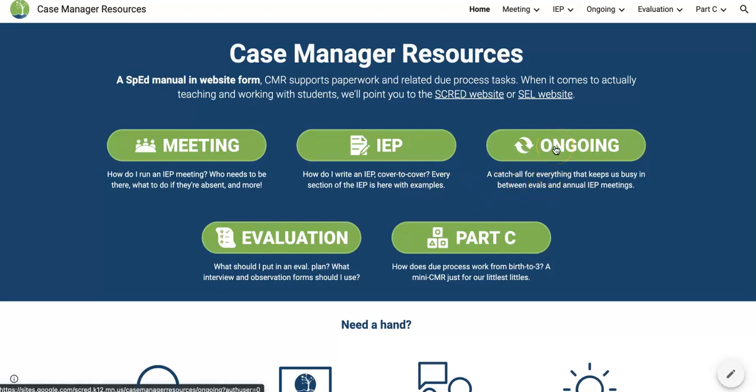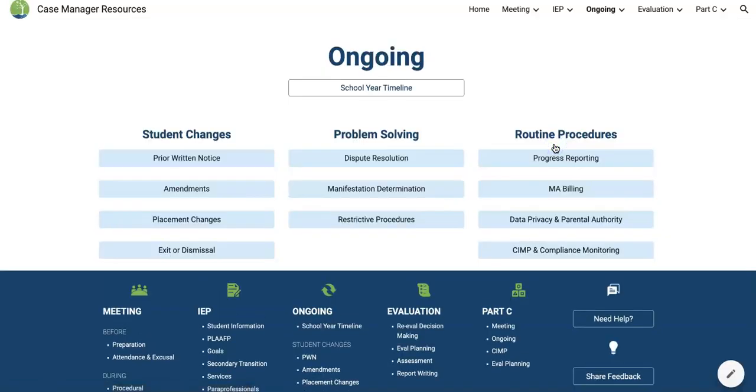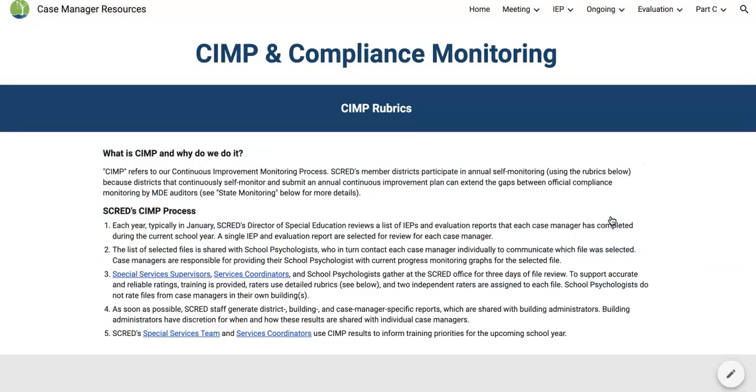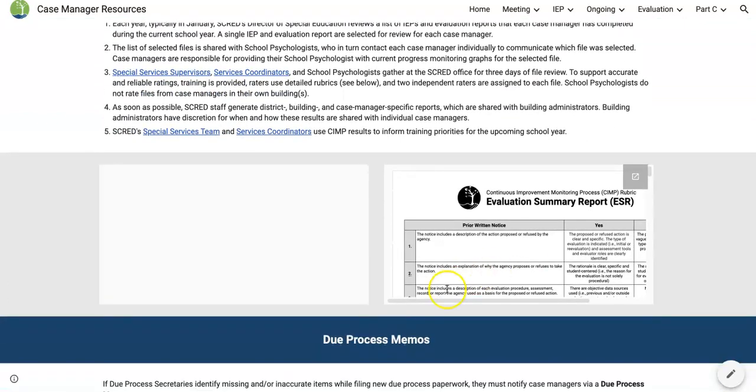And so I just want to highlight where you can access this resource and encourage you to think about printing out a copy and having it at your desk or bookmarking it on the website, whatever makes the most sense for how you process information. So I believe that the CIMP rubric is in the ongoing section, and it's under CIMP and compliance monitoring. The other place that you can get that is to go to this drop down menu, and then it's located here in the last section. So I can click on either one of those. And then these rubrics are located here.